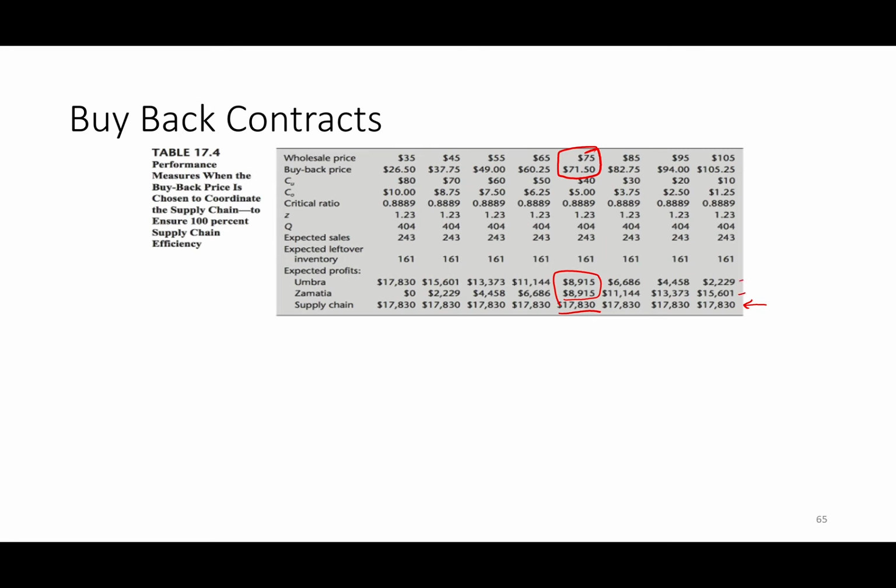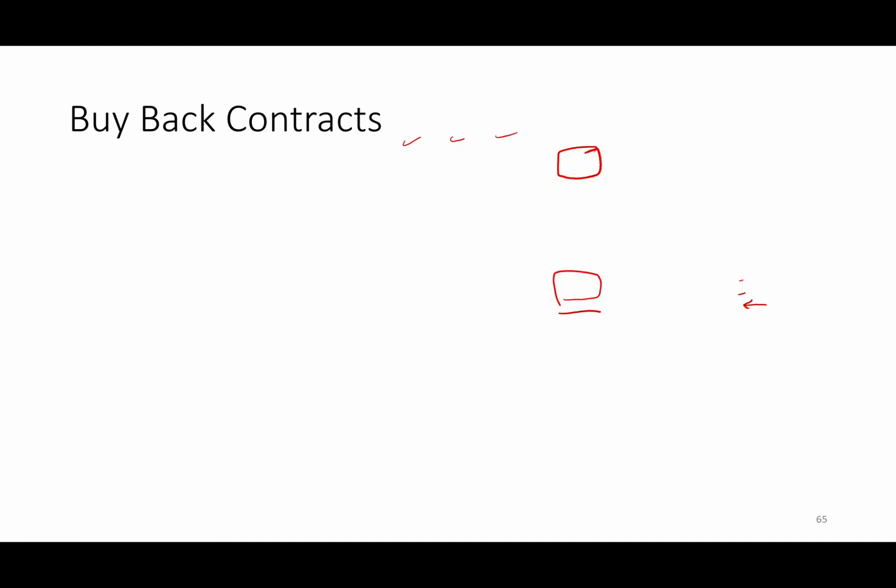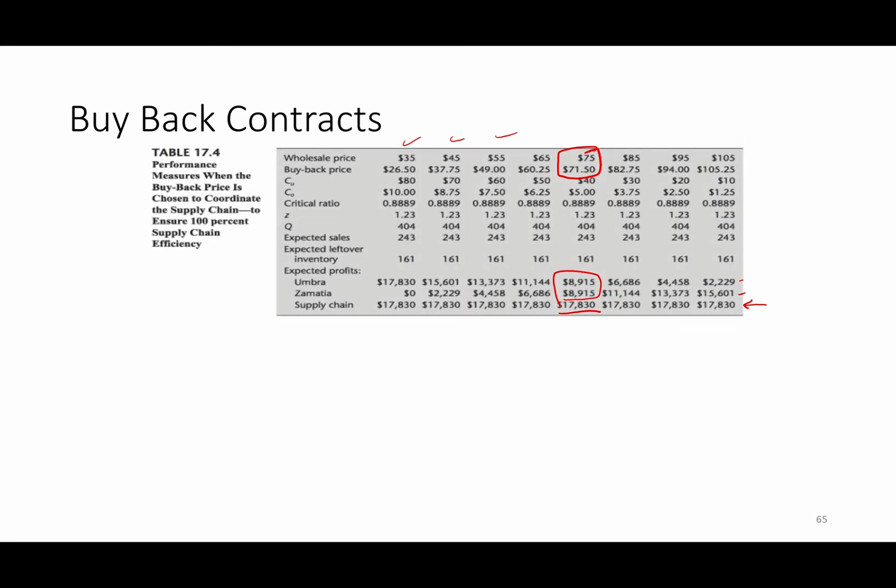Okay, so they're showing that actually there could be many different wholesale prices and buyback prices. The wholesale prices could be 35, 45, 55, so on. And then the buyback prices could be different values. But in all of these cases, we could potentially have the same overall supply chain profit, but the split of the profit varies. And when we get to the optimal buyback price, which is 71.5 in this case, then the overall supply chain profit is still the maximum, which is 17,830.